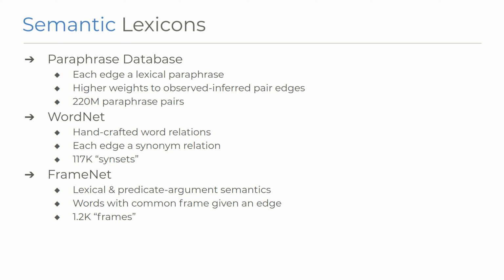WordNet is a word relation lexicon made by humans, and it groups words into synsets, or sets of similar words. The graph for this lexicon is made so that the edges are synonymous relations between two words. And lastly, we have FrameNet, which is not dissimilar to WordNet, but contains richer information about lexical semantics and predicate argument pairs by grouping the words into so-called frames. Words within the same frame here are given an edge in our implementation of the graph.